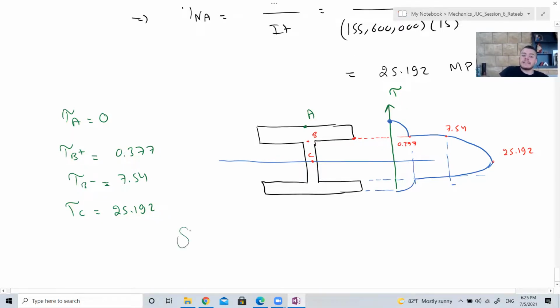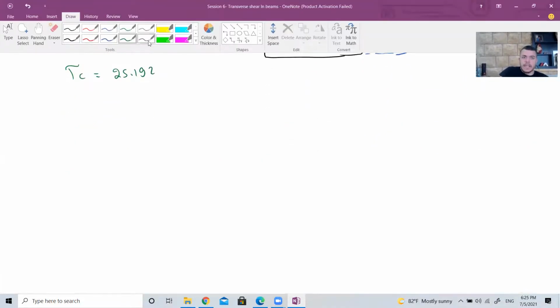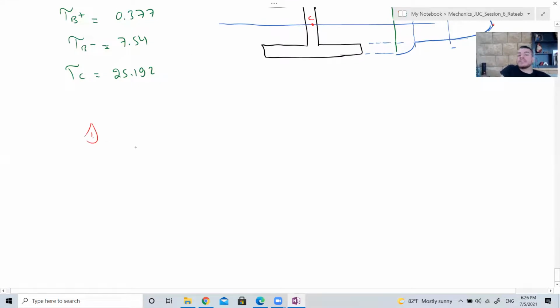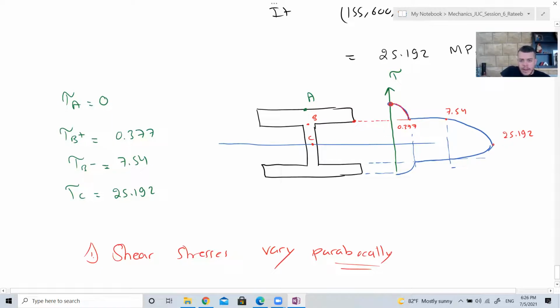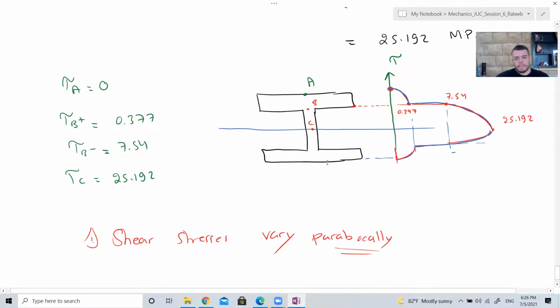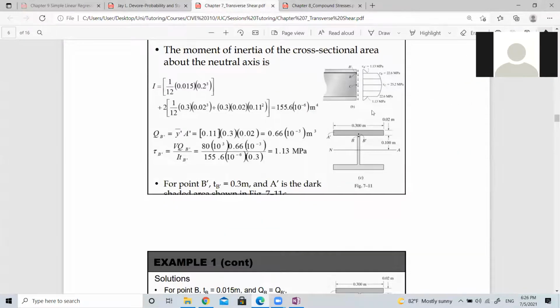The shear stress always varies parabolically. Whenever you want to join the shear stress distribution, you do it in a parabolic way. Do we understand? Yes. So we started from zero parabolically up to here, then there was a jump. Why the jump? Because the thickness changed. Then we came to the maximum, then we went back down to zero. Am I clear? Yes, doctor.